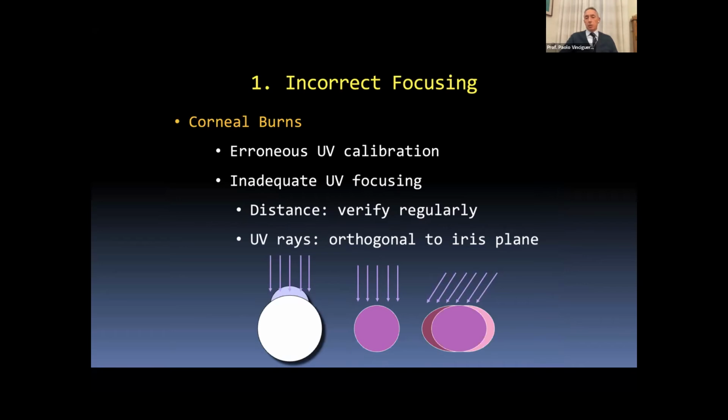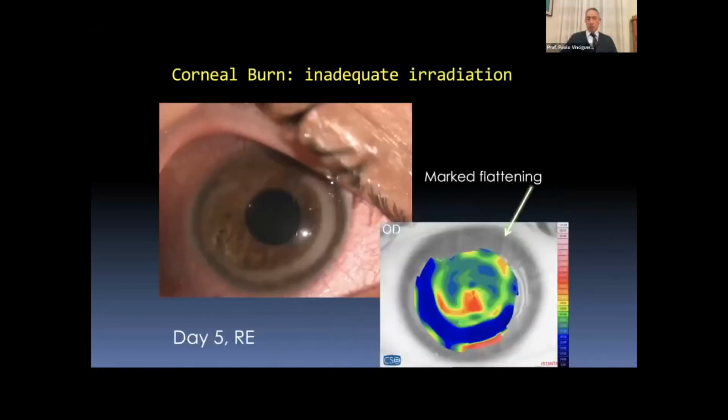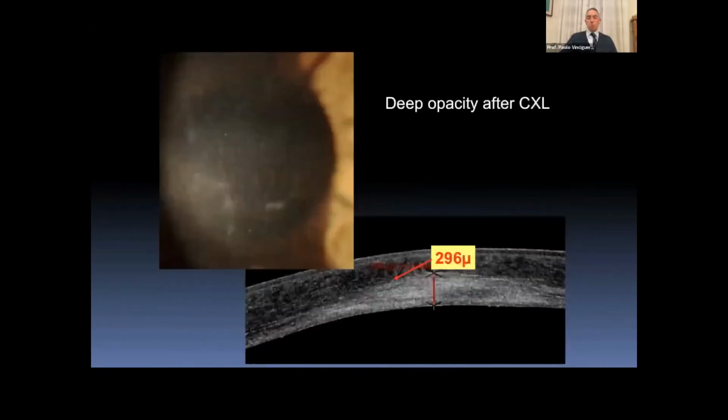So remember that you can also have some complications in the long term, particularly if you do not do the calibration and the focusing, and you do not verify the focusing constantly. And that is what happens if you are too close to the eye. So the highest irradiation is at the periphery. And remember, if you do that, you do not have haze. You have a deep opacity that is very close to the endothelium.